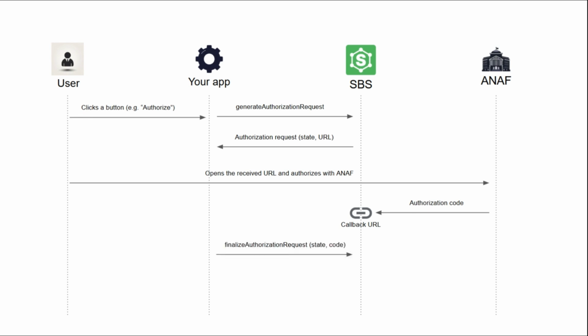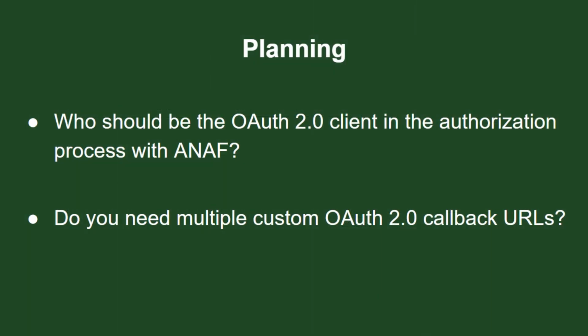Your application calls the Finalize Authorization Request method of the SBS API, providing as input the authorization code and the state parameter obtained earlier. SBS returns the authorization. Now let's establish the actual e-transport needs for your application. From that perspective, there are several things to consider.